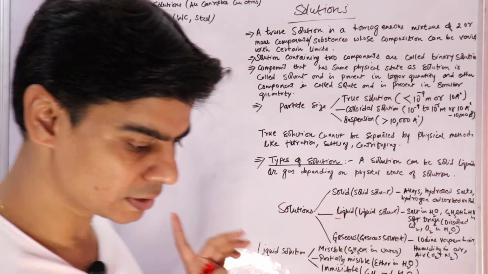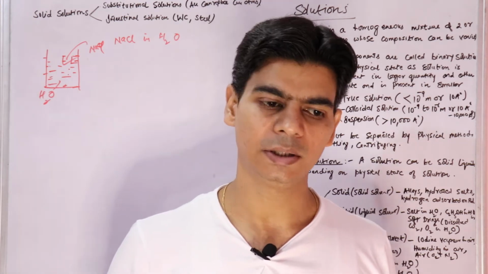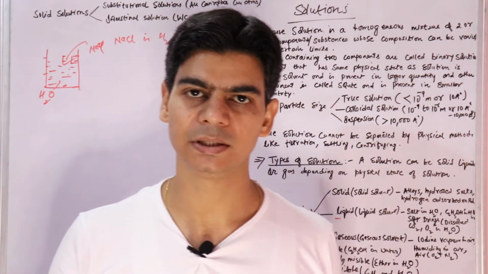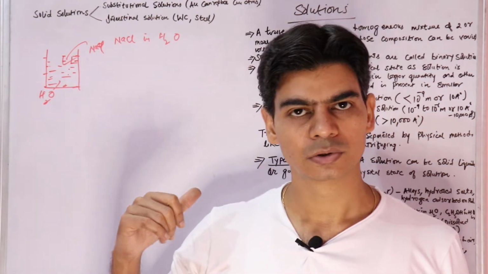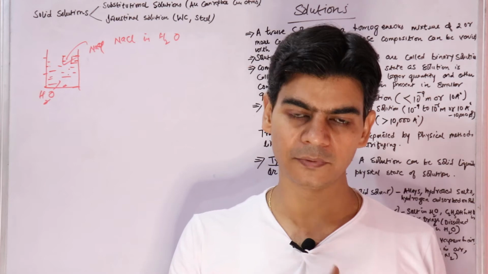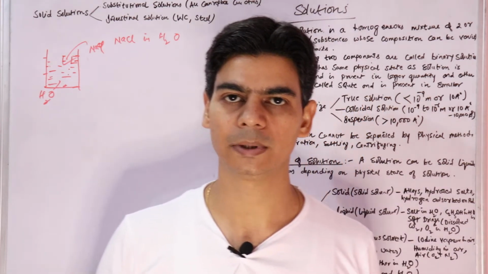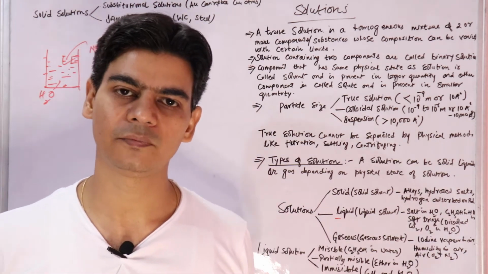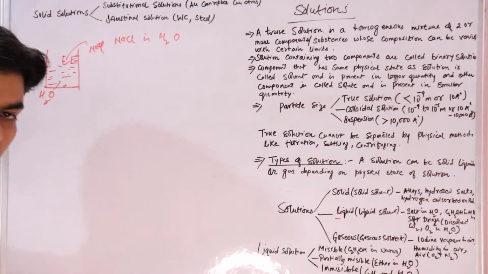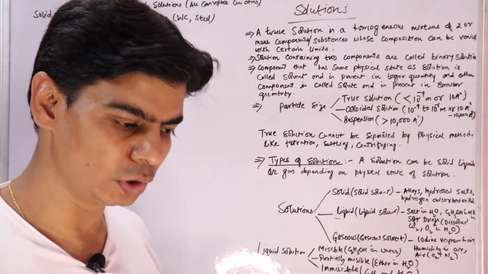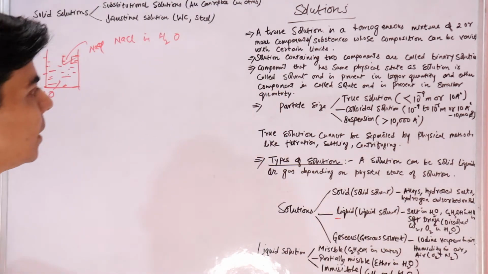Since this is made up of two components, sodium chloride and water, it's a binary solution. Bi means two. Similarly, if we add sugar to it, it's a solution made up of three components, so it's a ternary solution. If we add a fourth component, it will form a quaternary solution. So depending on the number of components, a solution is binary, ternary or quaternary.